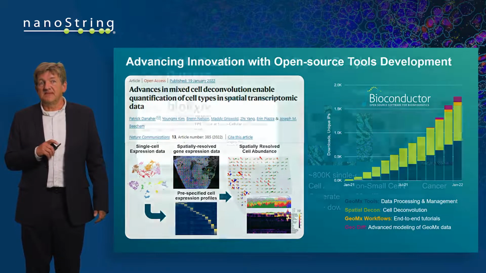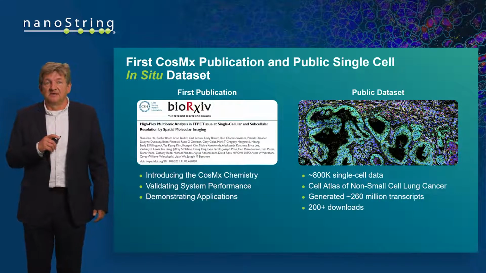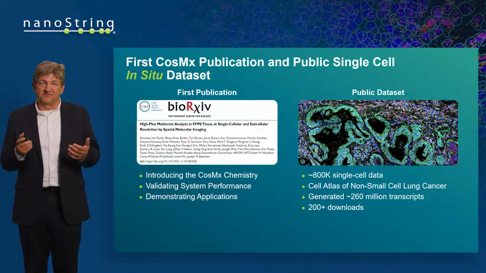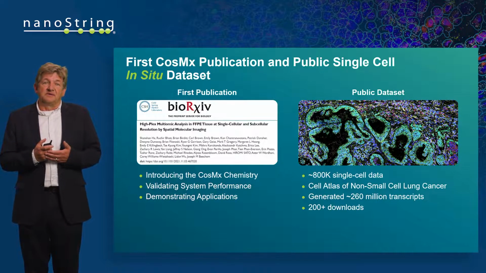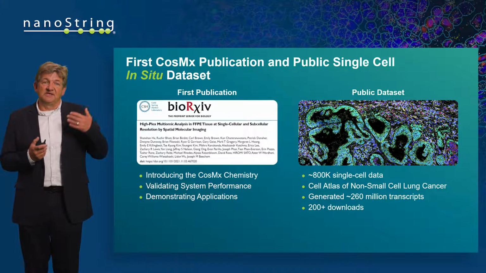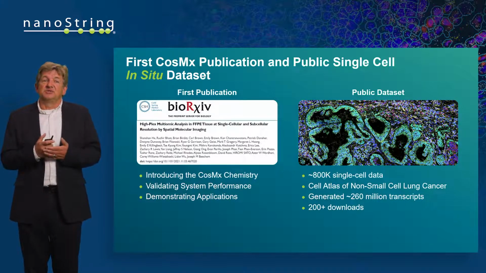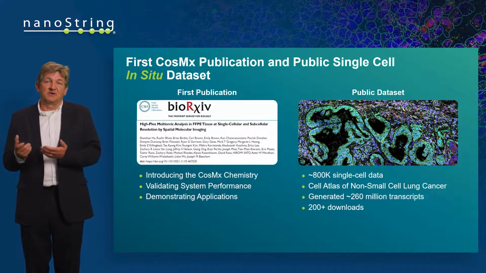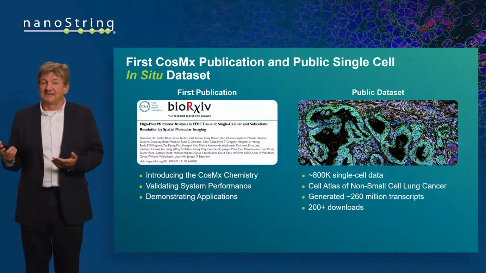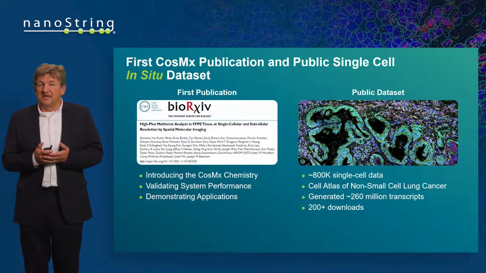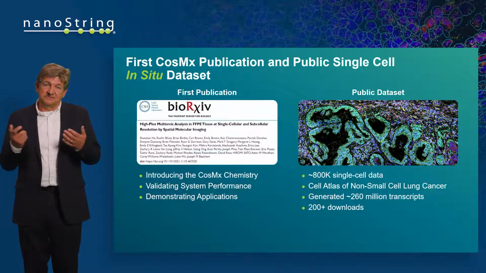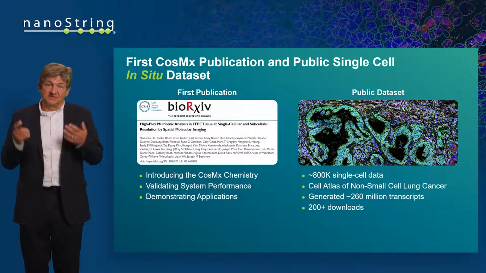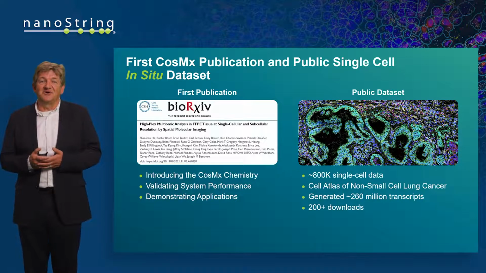Here's a slide which talks about our CosMx publication, which described in November the chemistry, the system, the technology behind that, and really showed first applications. But I think what's really cool is that at the same time we launched a public data set of 800,000 single cells and made them available for download. And it's very cool that we had more than 200 downloads of the data set, which is not a small thing because it's 500 gigabytes of data. So it takes quite a while to download and some commitment to download all the data.